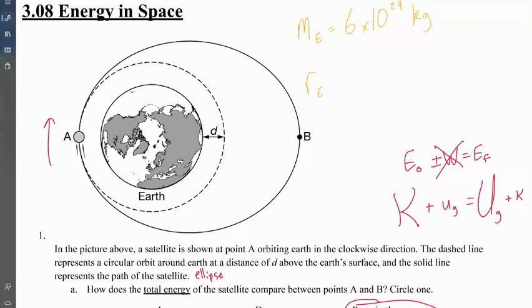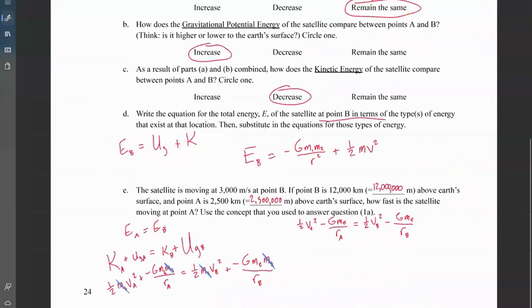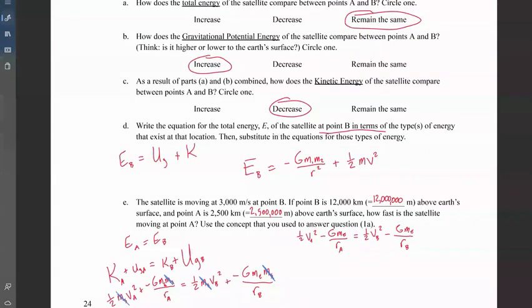And then I also have to give you the radius of the Earth. The radius of the Earth in meters is 6.4 times 10 to the 6th meters. Okay. Now, why did I have to give you that? Well, I tell you that point B is 12,000 kilometers above Earth's surface. Point A is 2,500 kilometers above Earth's surface.